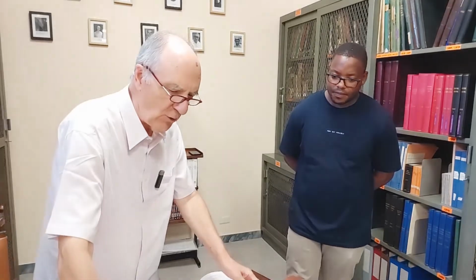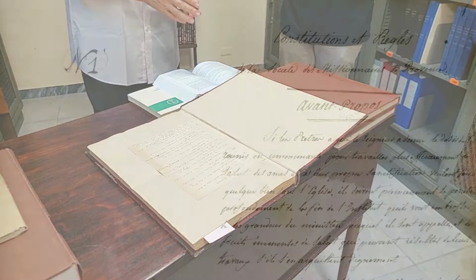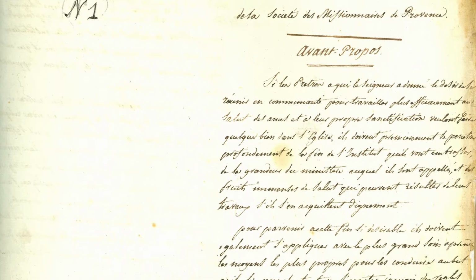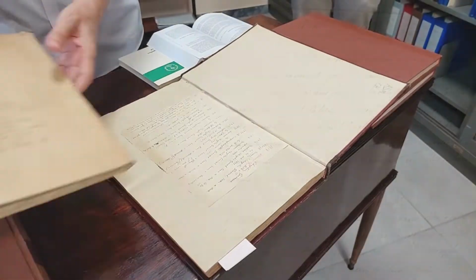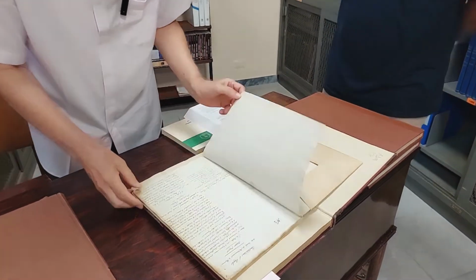The first general chapter. Later, they called it a general chapter. It was just the first meeting of the first few Oblates in 1818, when they read the rule together in October. The founder had already prepared the first edition of Constitutions and Rules, and this is the first edition that he prepared in October 1818.